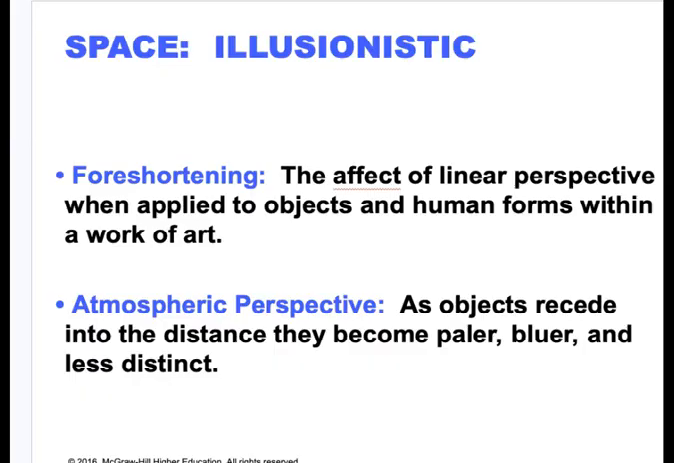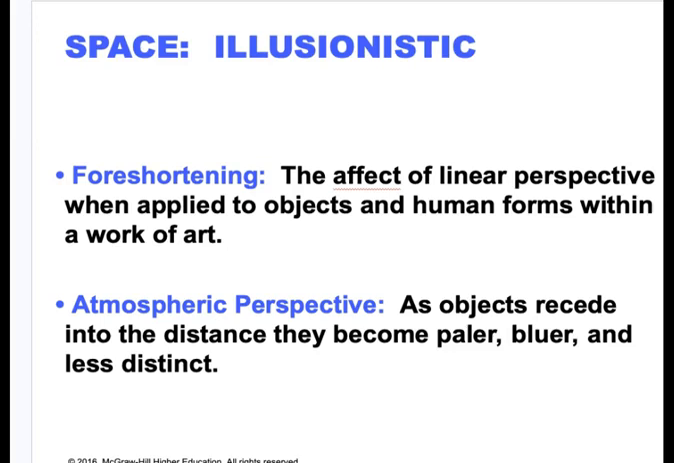The other type was atmospheric perspective. So we've done 3 things now. We have done implied space, and now we're doing illusionistic space. And within illusionistic space, we're talking about foreshortening and atmospheric perspective. And also we're talking about one-point perspective. Technical ways to draw, to paint, to make it look like it's taking up space.